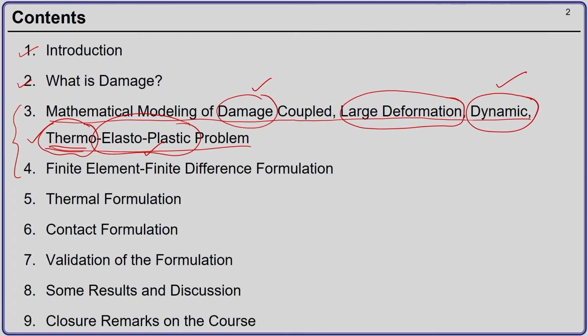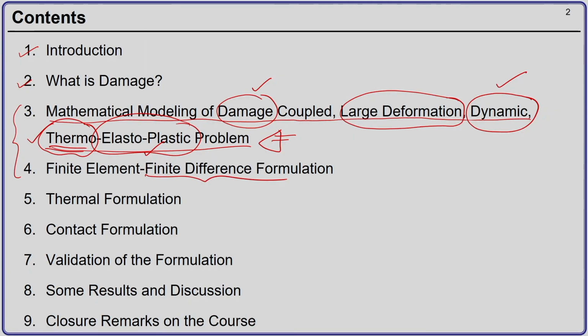Once we have developed the mathematical model for this damage coupled large deformation dynamic thermoelastoplastic contact problem, what we will get is an equation which is similar to Newton's second law. Finally we will derive the weak form, and then that weak form has to be converted to the finite element form. There will be time involved, so we have to do what is called the finite difference formulation in time. In space we will do finite element formulation, and in time we will do finite difference formulation.